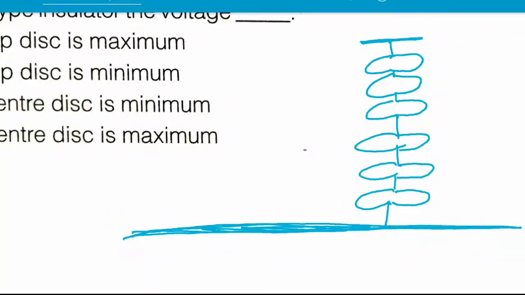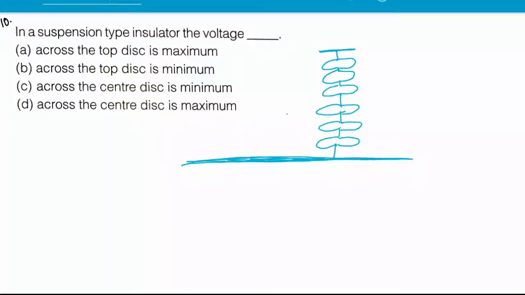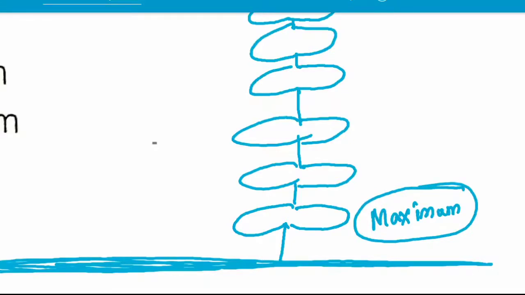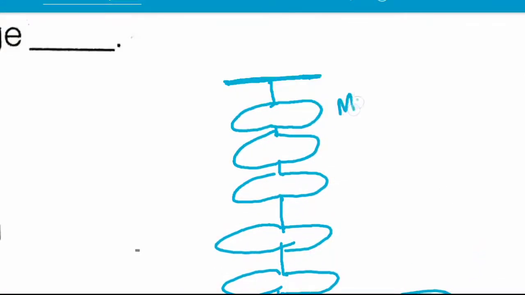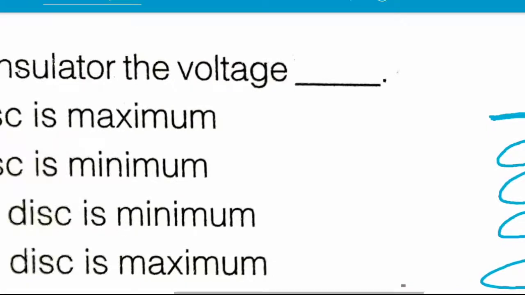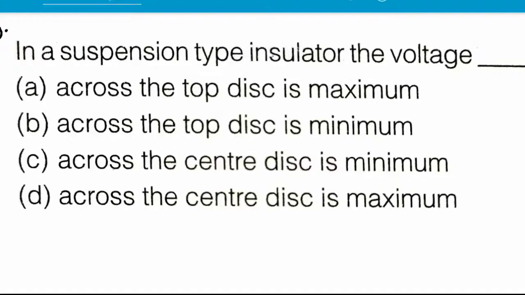What is it asking for? In the suspension insulator, the voltage or potential difference will be maximum at the disk which is nearest to the conductor, and minimum for the disk which is nearest to the arm, far from the conductor, that is the top one. So the answer is: across the top disk it is minimum, option B.